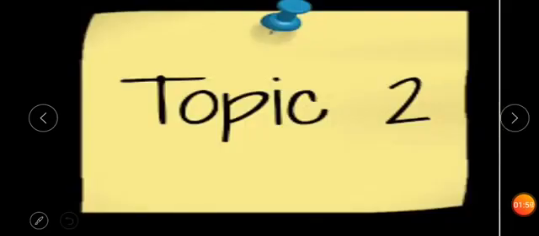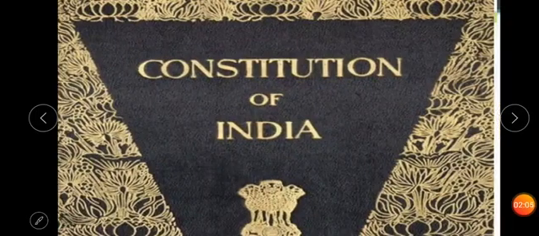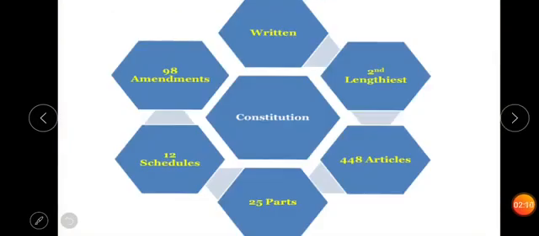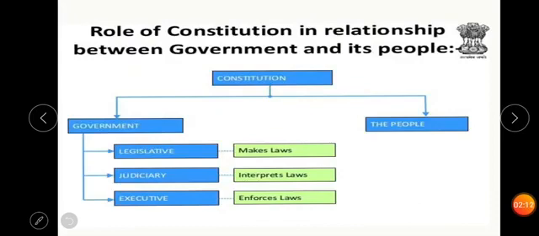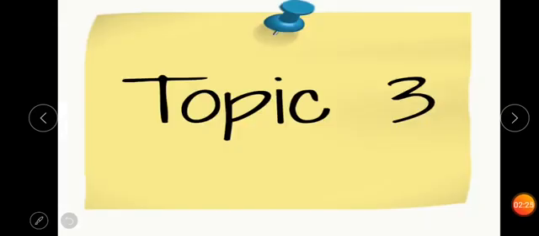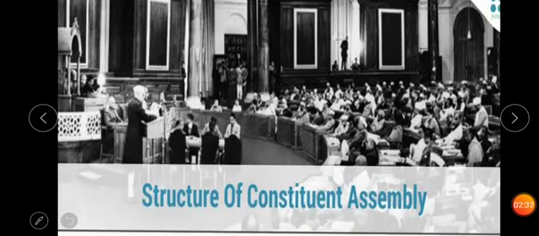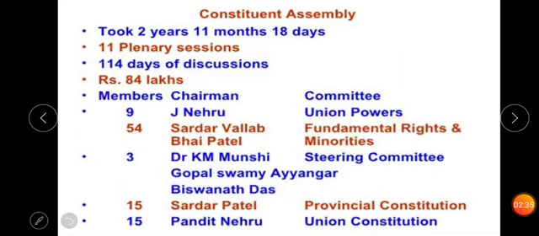In the second topic, the role of constitution. What is the role, and the description of the constitution. Then we talked about the relationship of the constitution between the government and its people, in which we talked about the different organs of the government: legislative, judiciary, executive, and the people. In the third topic we studied about the Constituent Assembly. In that we saw some photographs, the structure of the Constituent Assembly and its composition.